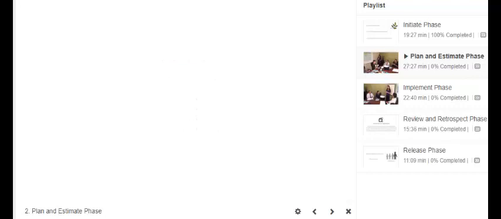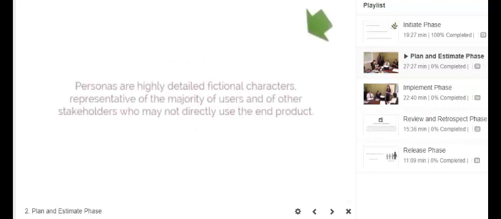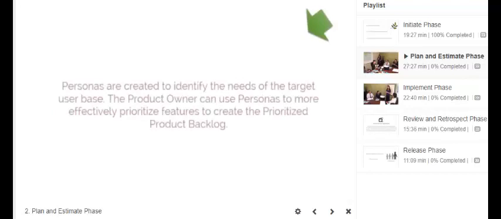Personas. Personas are highly detailed fictional characters, representative of the majority of users and of other stakeholders who may not directly use the end product. Personas are created to identify the needs of the target user base. The product owner can use personas to more effectively prioritize features to create the prioritized product backlog.